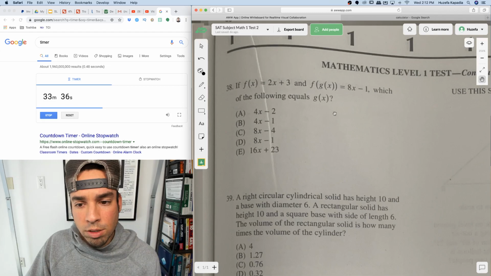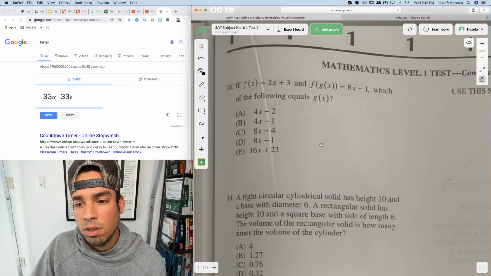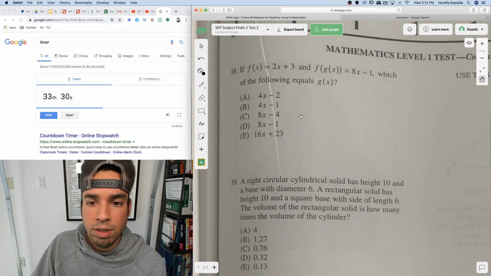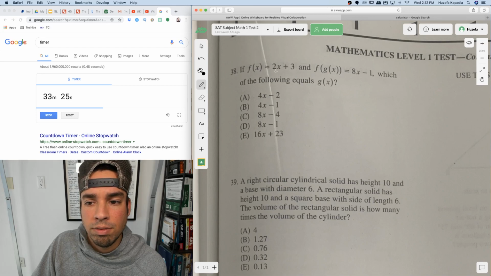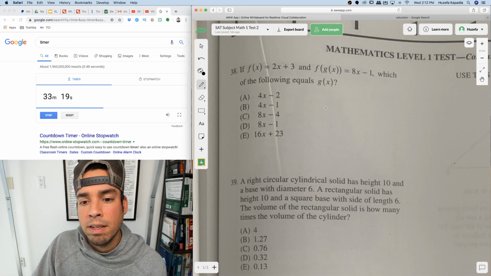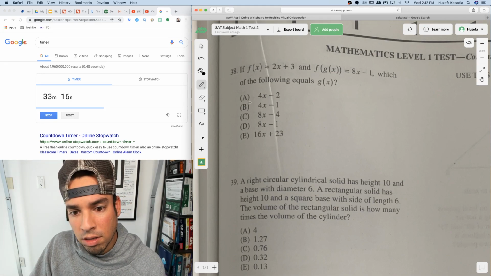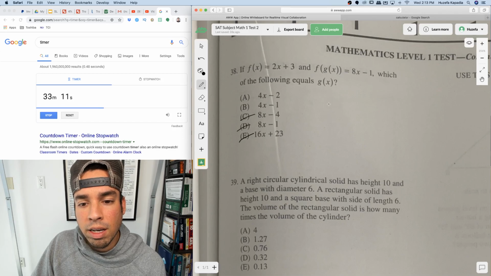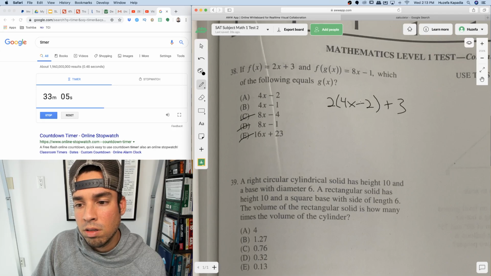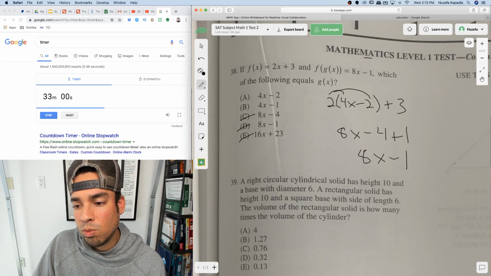38. If f of x equals 2x plus 3 and g of x equals 8x plus 1, which of the following equals g of x? All right. So if we plug g of x in for this, we get 8x. Hold on. It's got to have a 4x. It's one of these two. It's A. Because if g of x is 4x minus 2, I plug it in like this, then I distribute, then I get 8x minus 4 plus 1. Then I get 8x minus 3, which is what we have here. So it is 4x minus 2.